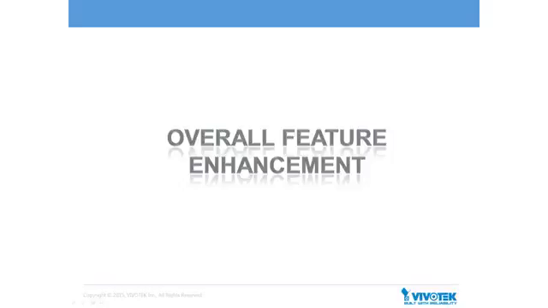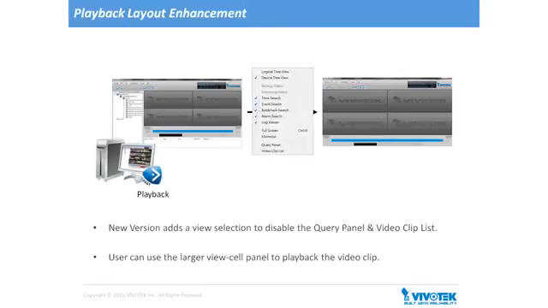Now let's take a look at the overall feature enhancements of the new version 1.11 of VAST. This new version adds a viewing option that disables the query panel and video clip list. Users can use the larger view cell panel to playback video clips.